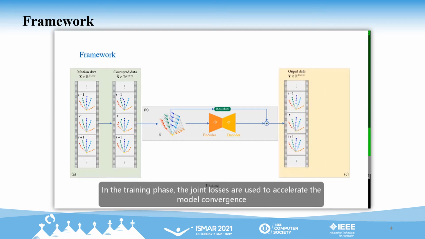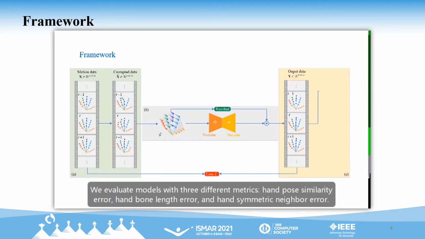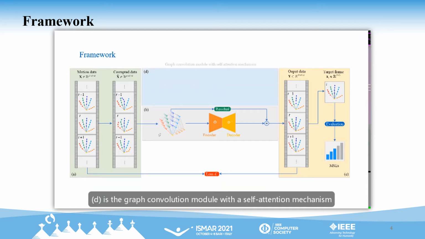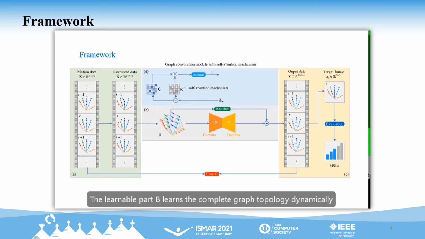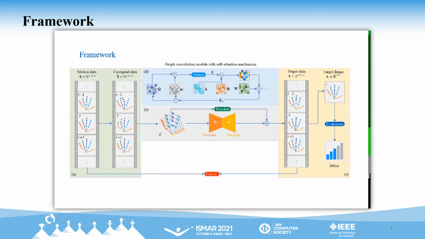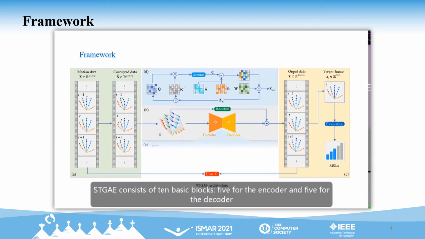In the training phase, the joint losses are used to accelerate the model convergence. We evaluate models with 3 different metrics: hand pose similarity error, hand bone length error, and hand symmetric neighbor error. D is the graph convolution module with a self-attention mechanism. A self-attention mechanism is applied to learn which neighbors are trustworthy. The learnable part B learns the complete graph topology dynamically. STGAE consists of 10 basic blocks, 5 for the encoder and 5 for the decoder.